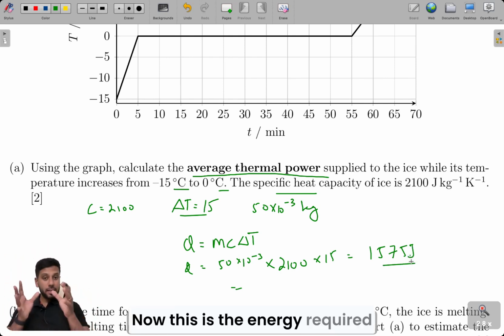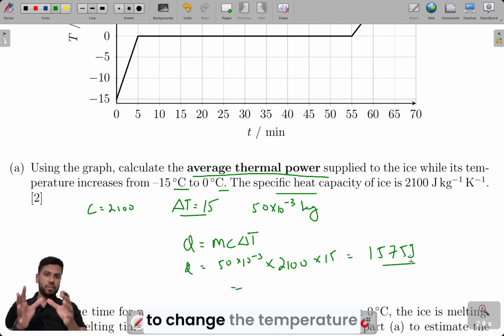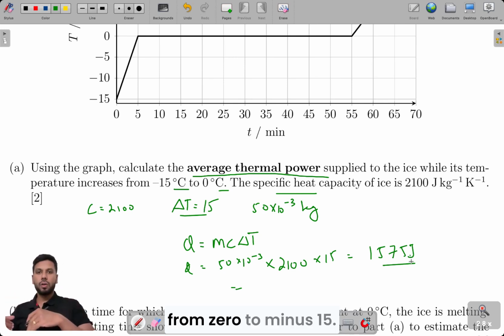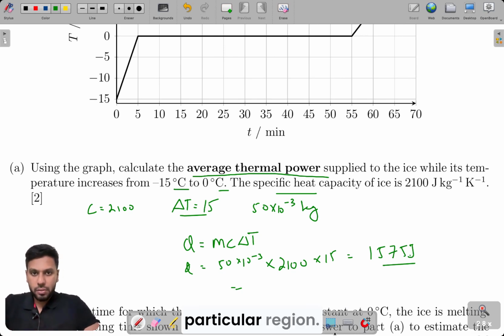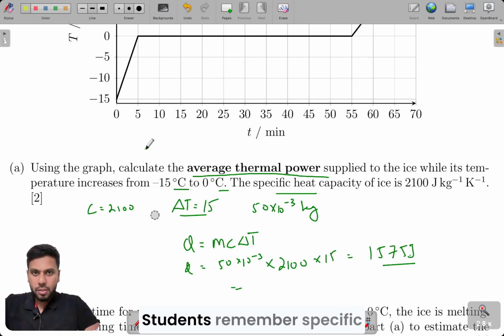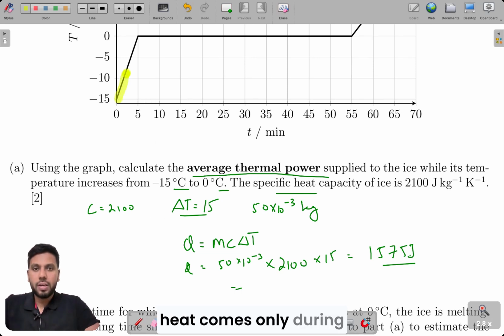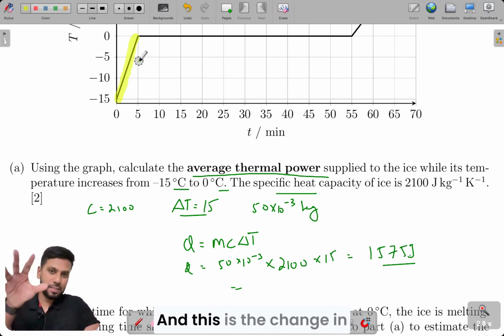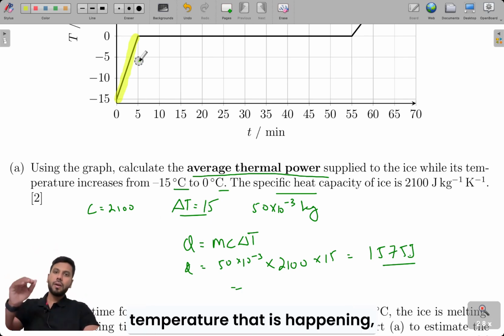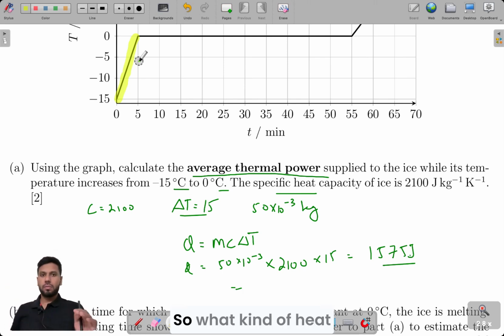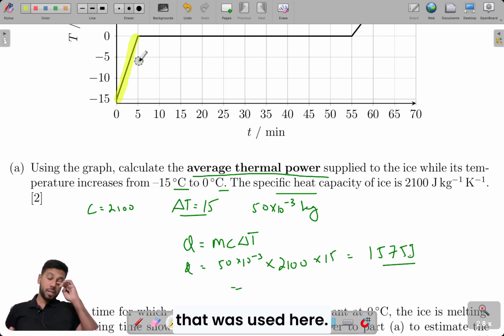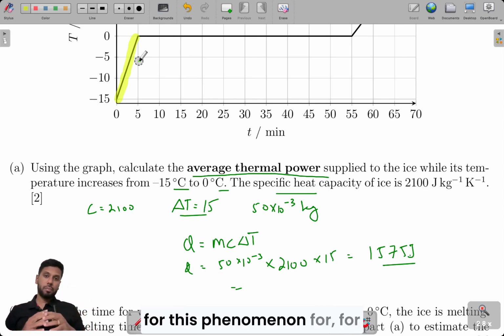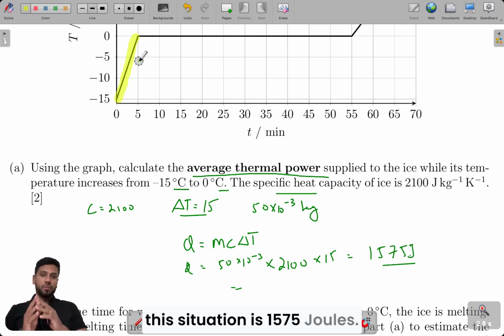Now this is the energy required to change the temperature from minus 15 to 0. So that is this particular region, students. Remember, specific heat comes only during the change in temperature, and this is the change in temperature that is happening, minus 15 to 0. So what kind of heat was used here? It was specific heat that was used here, and the total energy required for this situation is 1575 joules.